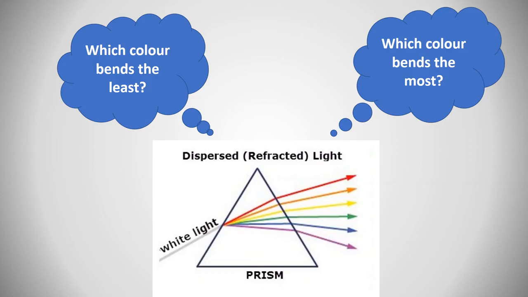But now the second question. Can you guess by yourself which color bends the most? Bends the most. It is violet. Yes, it is violet. So you have to remember and memorize these two colors very carefully.